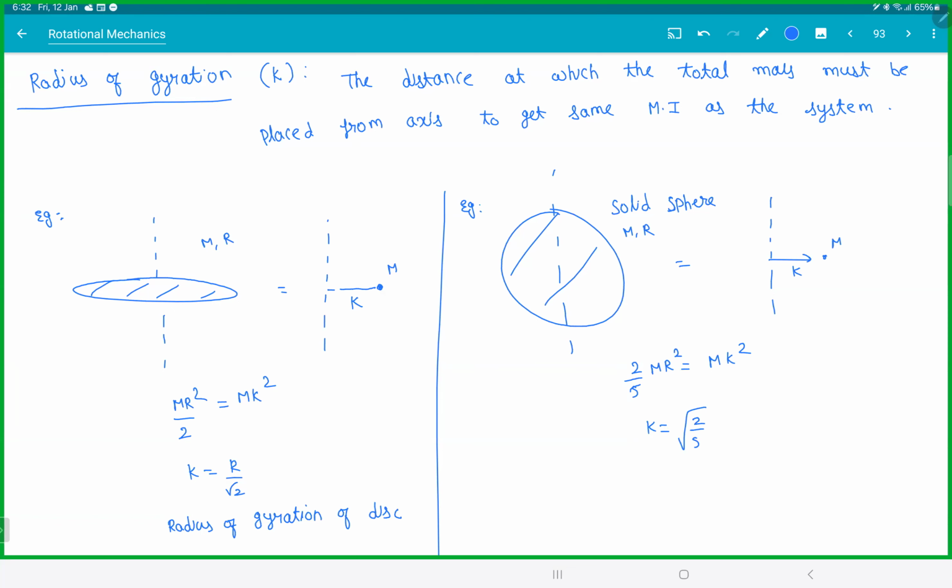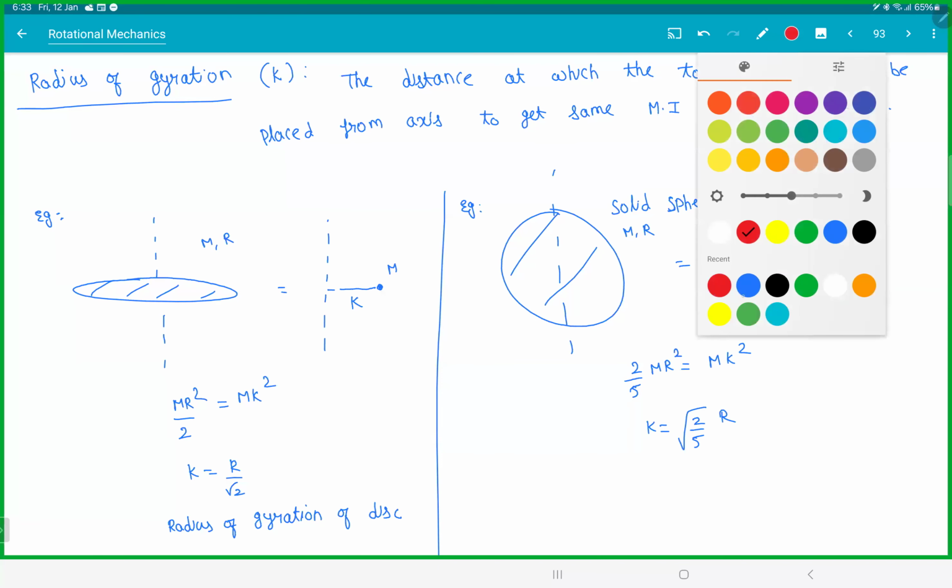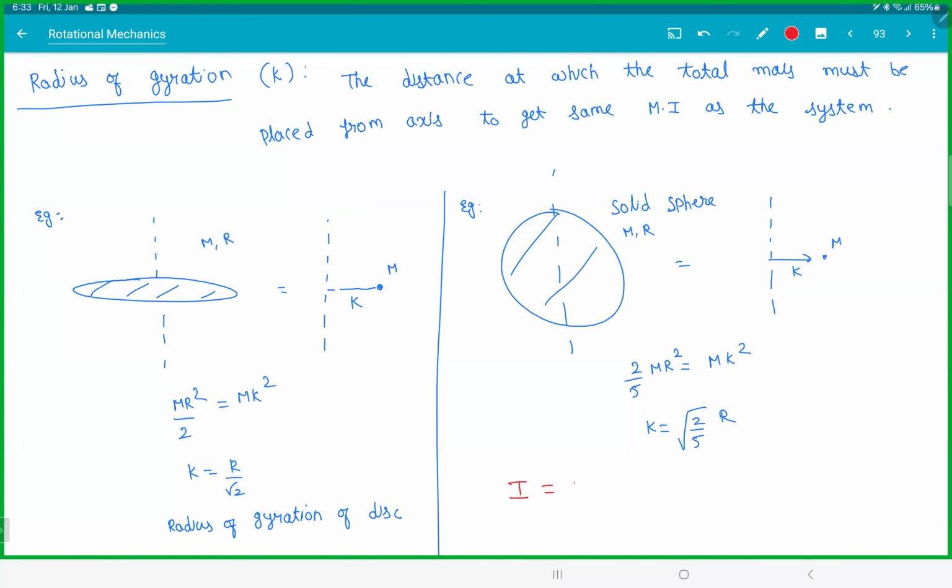So what they do in the lab is, let's say you have a sphere or something. It will be printed on top of it: mass is 100 grams, radius of gyration is 10 centimeter. So you can simply write that the moment of inertia of any system is I equal to mk square. You need not care what the shape is.